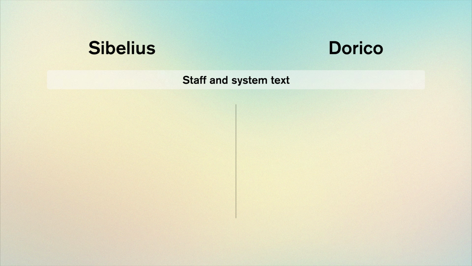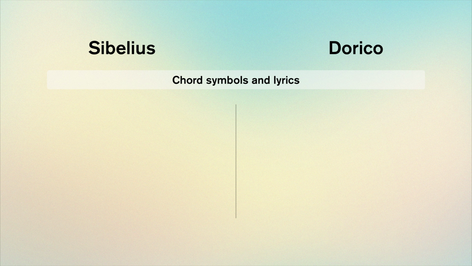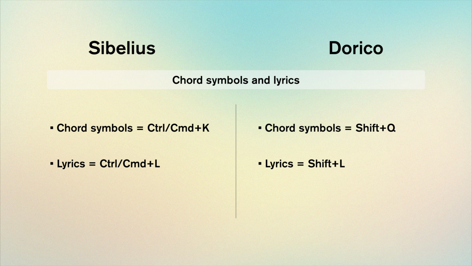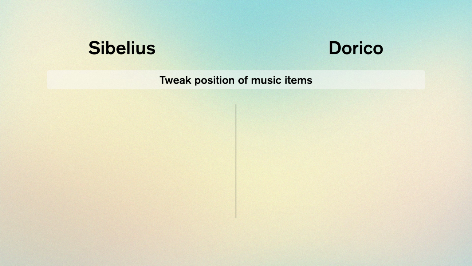To review, staff and system text in Dorico is categorized by function rather than as a generalized text, and you'll find much of what is commonly staff-attached text in Sibelius in the Playing Techniques panel in the right zone of Dorico. System text for tempo is found in the tempo panel of the right zone in Dorico. Chord symbols and lyrics are input very similarly to Sibelius using popovers Shift Q and Shift L. Bar numbers are set up in layout options. To tweak text position, switch to engrave mode.